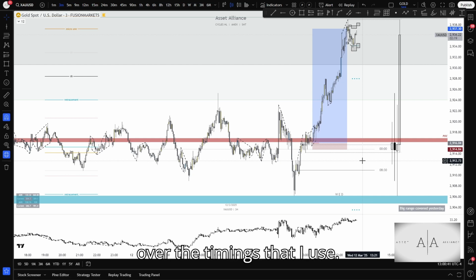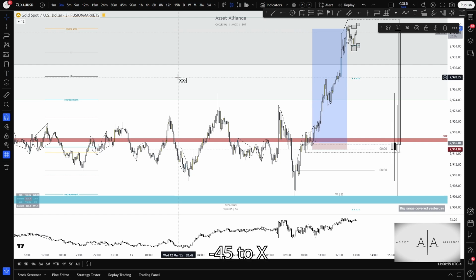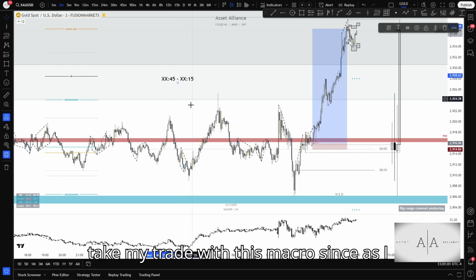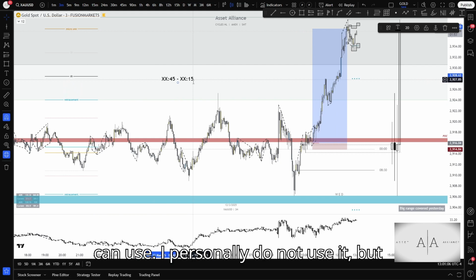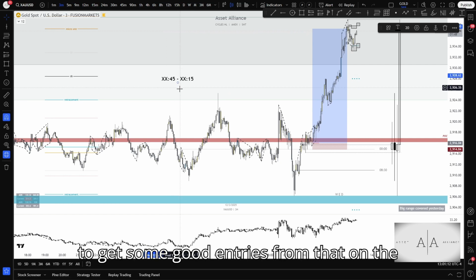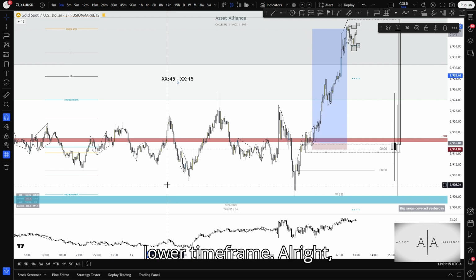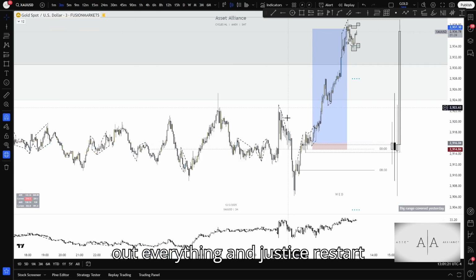We're not going to go over the timings that I use. I can give you some small macros just to help you a little bit. The normal macros would be XX45 to XX15. Now today I did not take my trade with this macro, since, as I said, it is really the simplest macro you can use. I personally do not use it, but it is really great for people who do not go in depth into time concepts and want to get some good entries from that on the lower time frame, right? So you know what, we'll even take out everything and just restart everything, right?